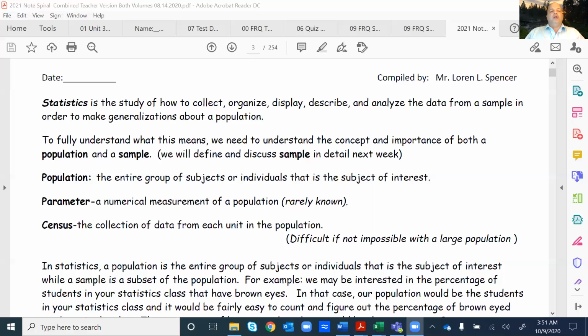If we actually knew the population proportion, or the proportion of people who are going to vote, or the number of people, we'd have a parameter. So a parameter is a measurement of the population, but we rarely ever have a parameter. It's rarely known because populations tend to be large. And if we did know it, there once again would be no need for this course.